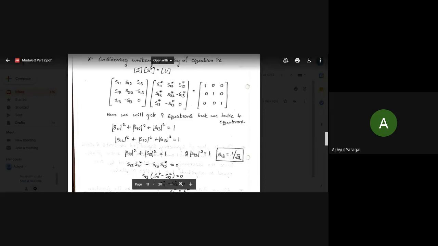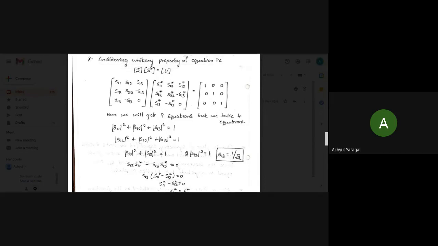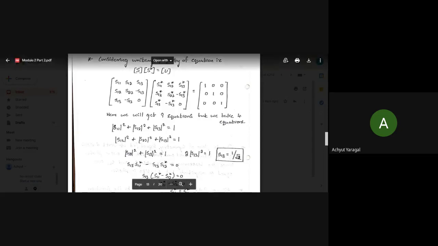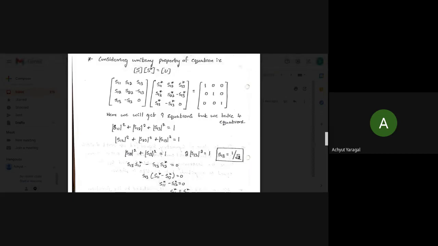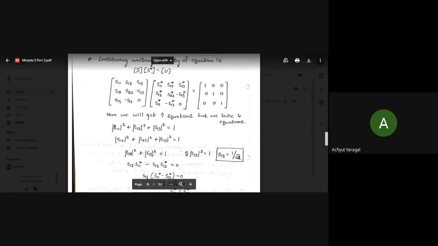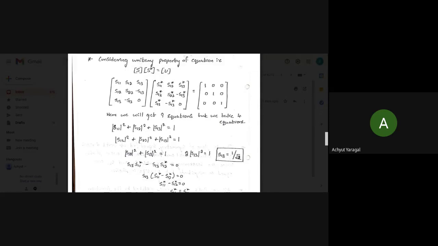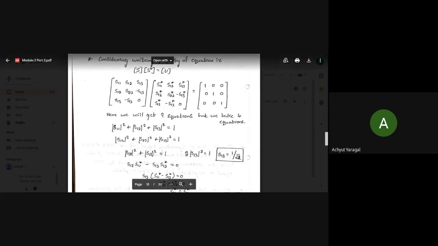I will multiply the first row of the first matrix with the first column of the second matrix. That's why we will get S11 square, S12, and S13 terms equal to 1, since we have the unitary matrix. In the same way, the second row of the first matrix multiplied with the second column of the second matrix gives the answer equal to 1. That's how we are getting it here.